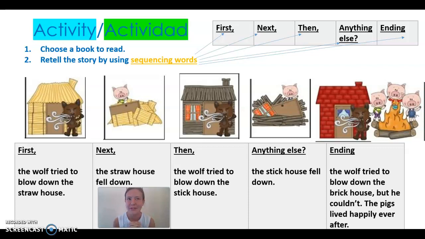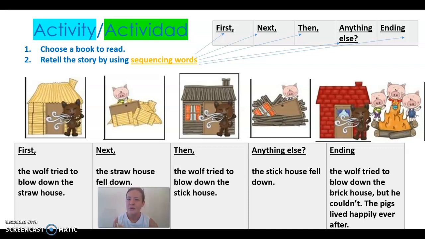And you have to tell it really well, because I didn't read your story, but I want to know what happened and what that story was about. So you're going to need to tell me, first, this happened. Next, this happened. Then, this happened. So, for example, we all know the story about the three little pigs, right? Pretty crazy story. The wolf was a little trickster. So, I did a sequencing retell for you.